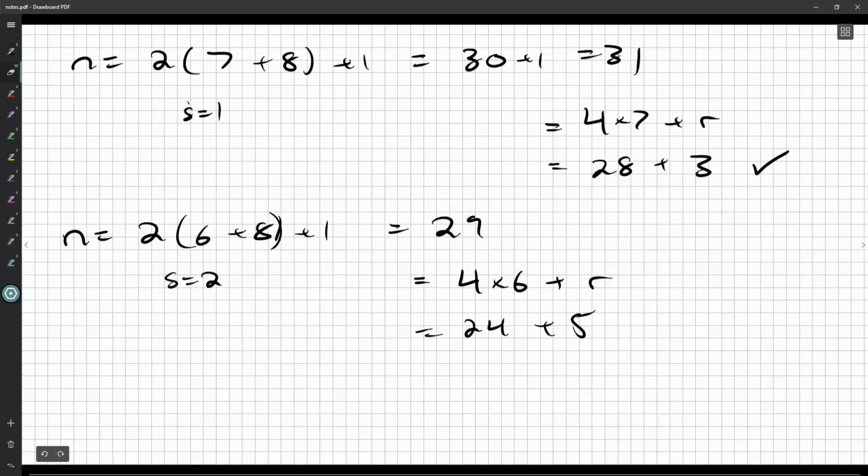Okay? So we can see that 6 won't work. We just happen to stumble upon the right k first try. There were only 2 things to try, so 50-50 chance that would have happened. Okay. So we know that n is 31.